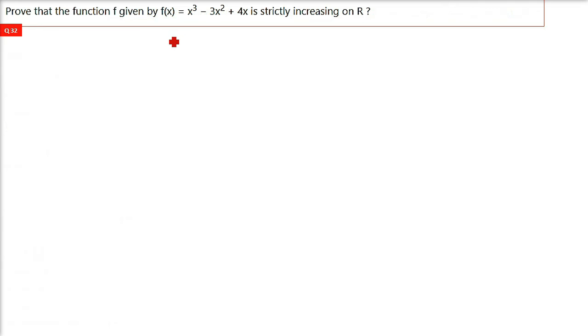Prove that the function given here is strictly increasing on R. For strictly increasing, f'(x) should be greater than 0. We are talking about real numbers. So again, a very straightforward question. Just take the differentiation here. This will be 3x² − 6x + 4.